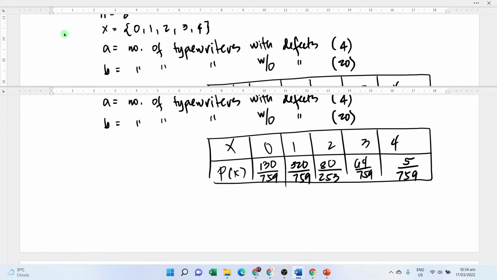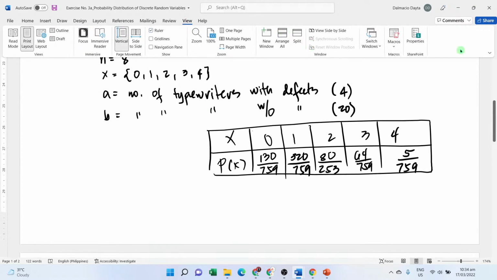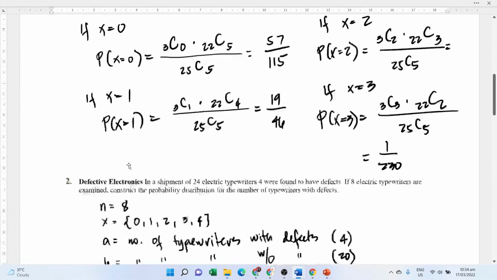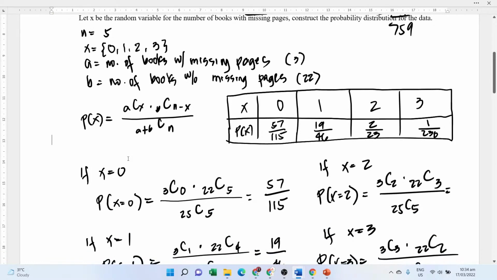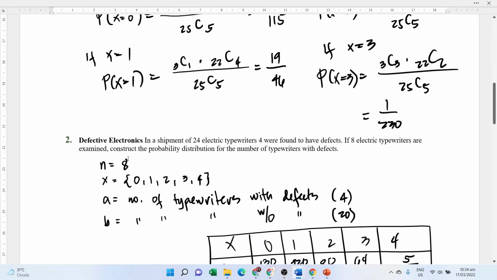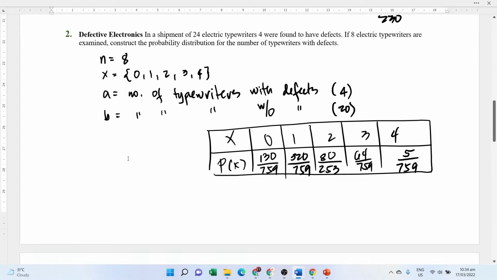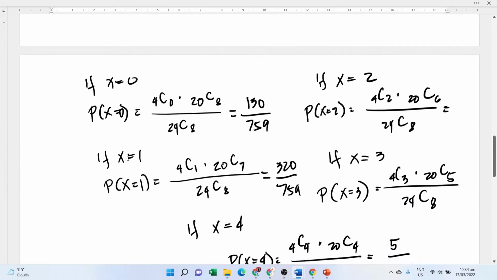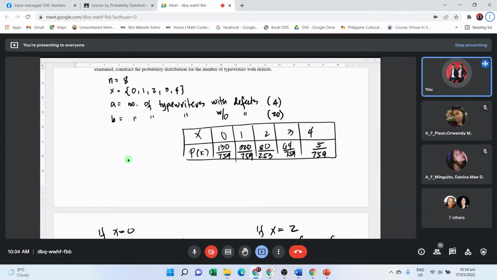For exercise number 3A, here are our answers. Tanggalin natin yung split para mas malaki. So for number 1, here's our probability distribution table. And then for number 2, representation, probability distribution table, and the solution. Check your work. Do you have any question about exercise number 3A? Everyone?